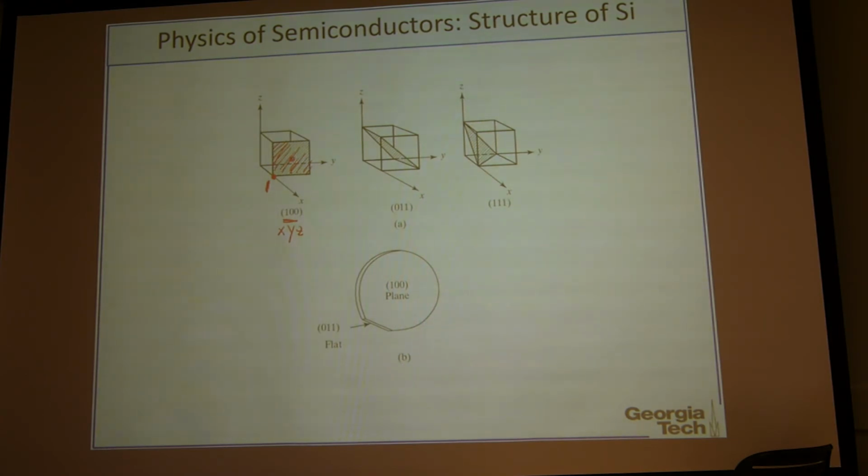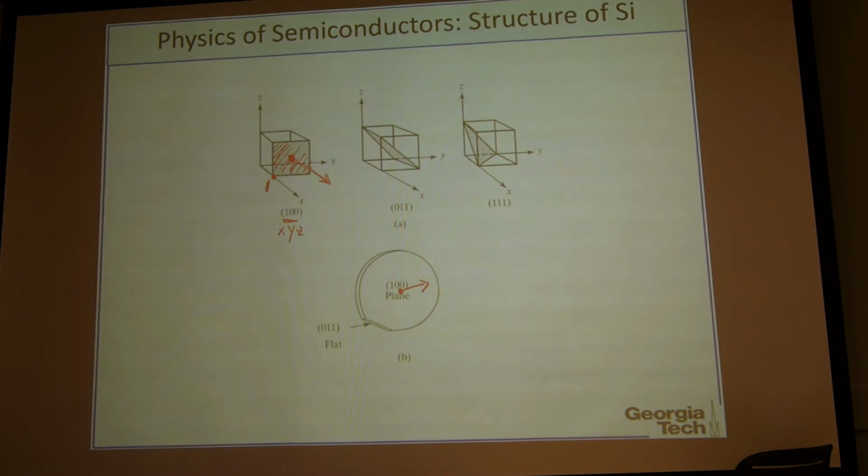So essentially, we are talking about the surface, and the orientation is perpendicular to the surface. So this is 100 cut, and we name this wafer as 100 wafer. We are pointing out from the plane, and we call it 100.